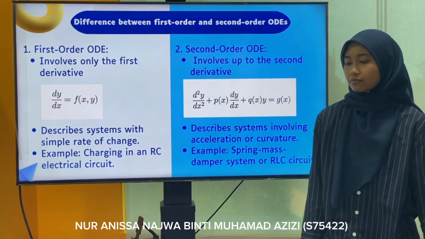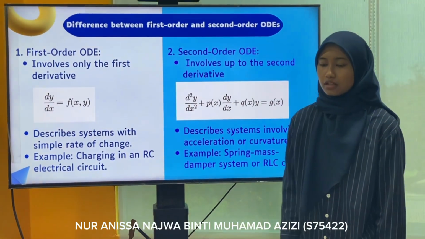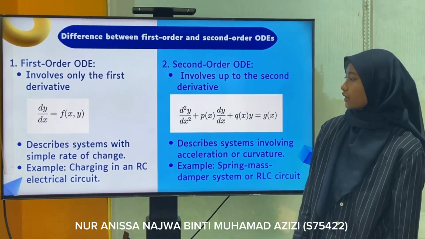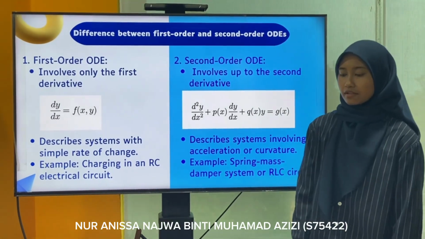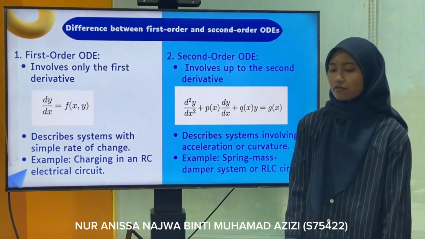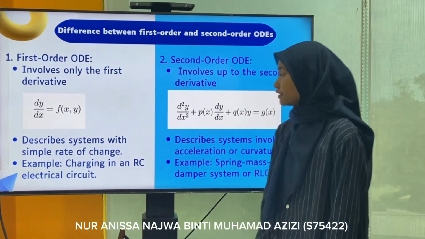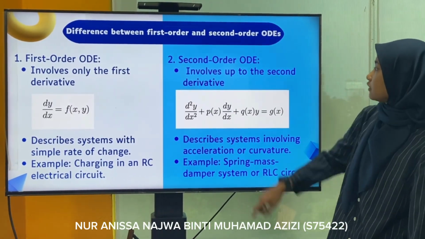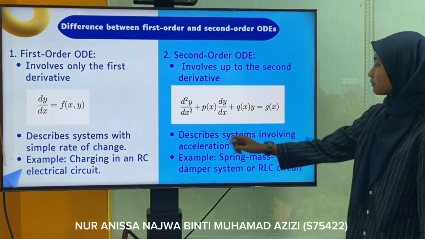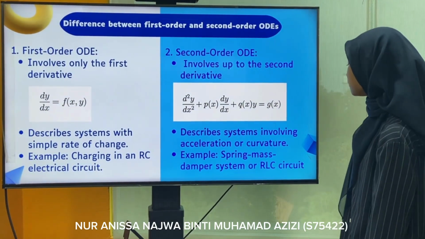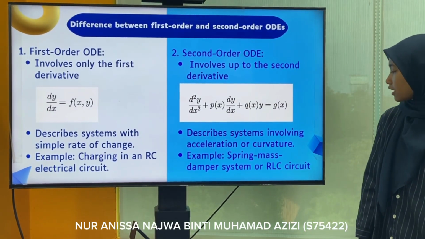Next is the difference between first order and second order ODE. First order ODE involves only the first derivative, and this is the formula of first order ODE. It describes systems with a simple rate of change. The example is the charging in an RC electrical circuit. The second is second order ODE. It involves up to the second derivative and describes systems involving acceleration or curvature. An example is a spring mass damper system or an RLC circuit.